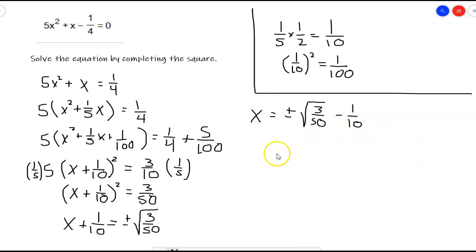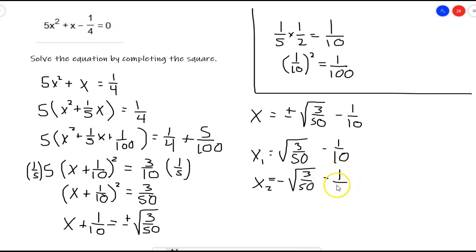Both of these are an answer, so really if I want to look at them separately, my x1, that would be my first x answer. I'll just look at the positive of this. It could be the negative, but usually we can just write the positive of that, because plus or minus means that it's two different answers. Minus 1 over 10. And then I could say my x2, or my second solution, would be the negative of this square root of 3 over 50 minus 1/10. So those are your two solutions.